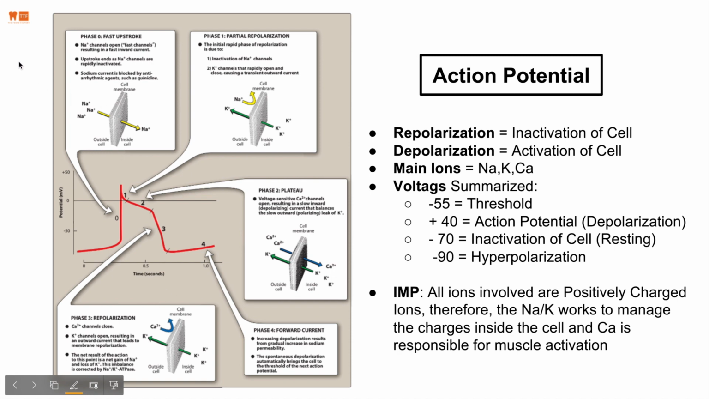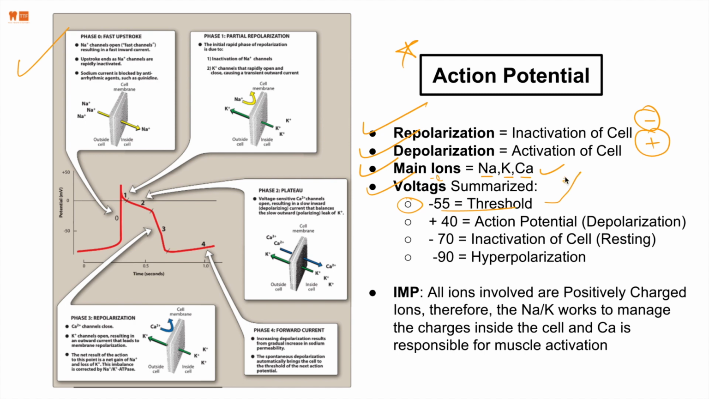Perfect. So here's a larger diagram for us to pause here and make these notes. This is an action potential summary of the previous discussion. So repolarization means inactivation of the cell. So completely negative charge, no activity. Depolarization is activity of the cell, so moving the charge towards positive. Main ions in question are sodium, potassium, calcium. Perfect. The voltages, so there's an E here, sorry about that. Voltages summarized. -55 is our threshold where phase 0 takes place, going up.